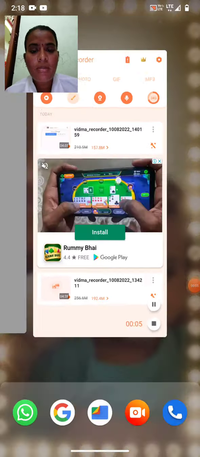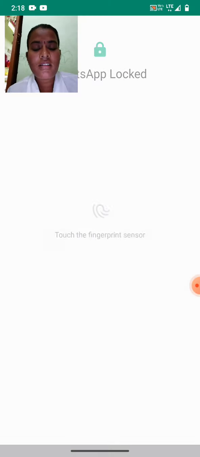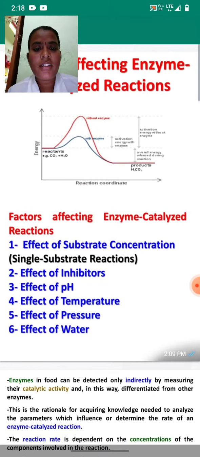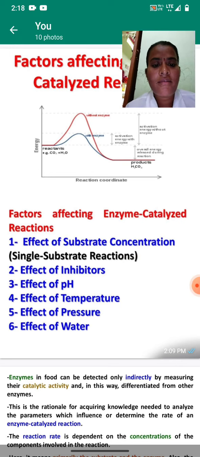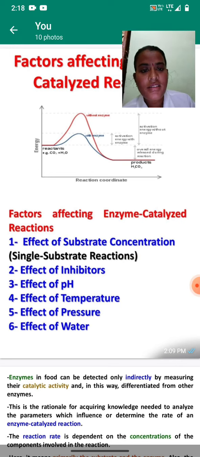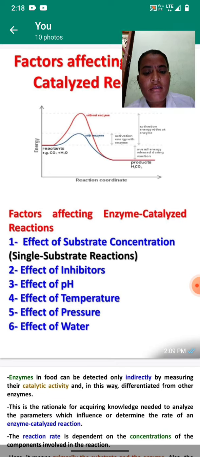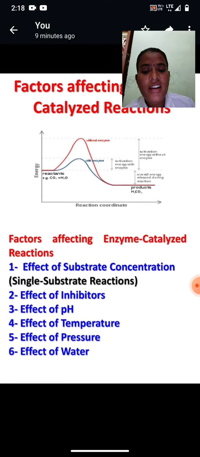Today my seminar topic is factors affecting catalyzed reactions. These are the 6 factors affecting the catalyzed reactions.